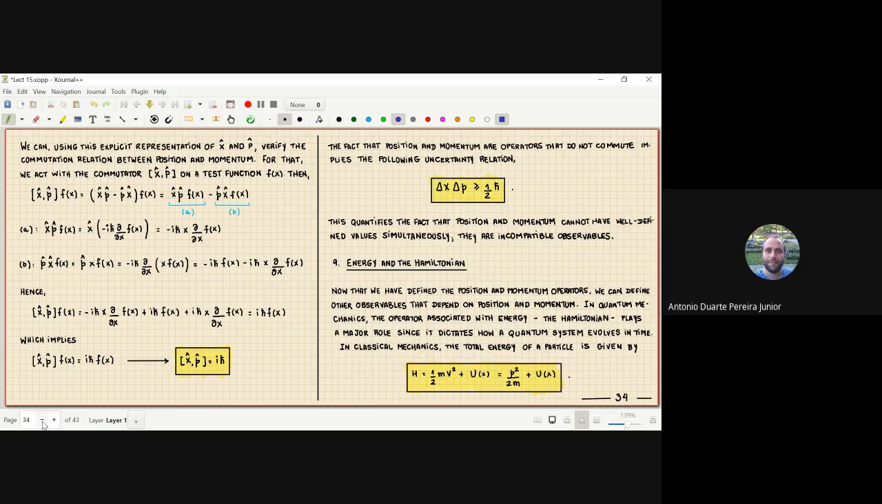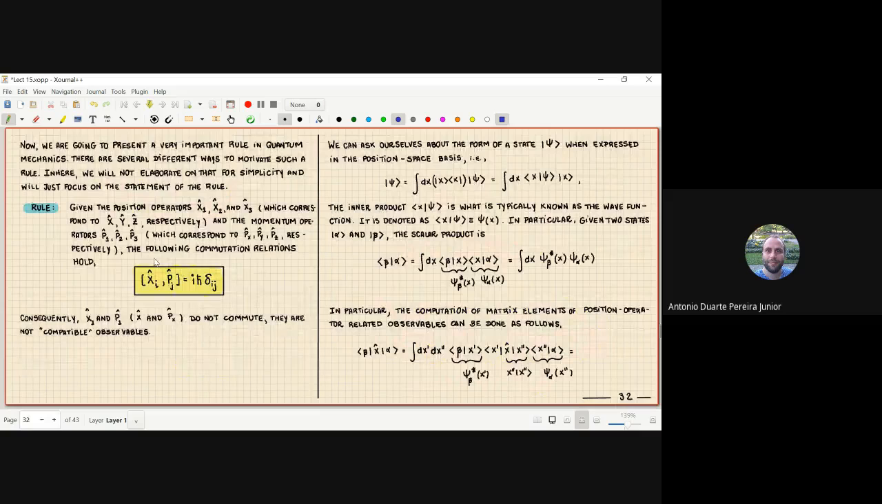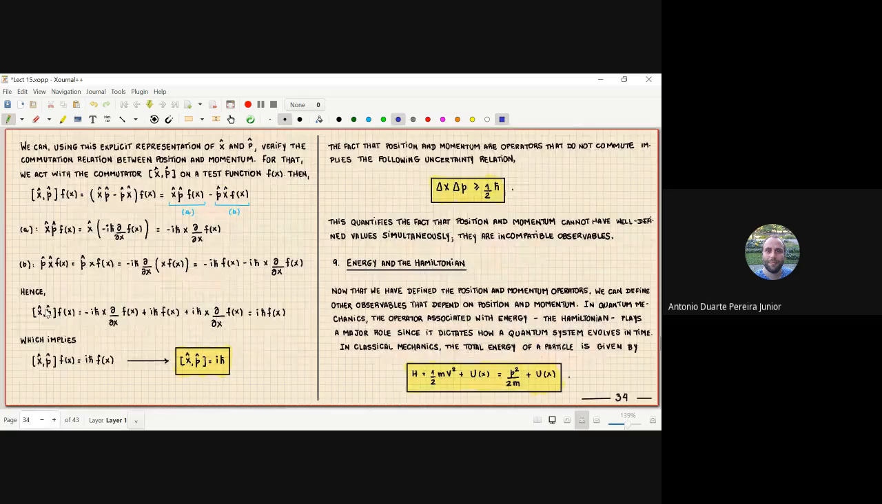So we know that the commutator of x hat and p hat has a well-defined form. I mean, we just learned that here. And now I have an explicit expression for the operators x hat and p hat in the position space. So of course, if this representation is correct, then the commutator should be the one that I wrote before.